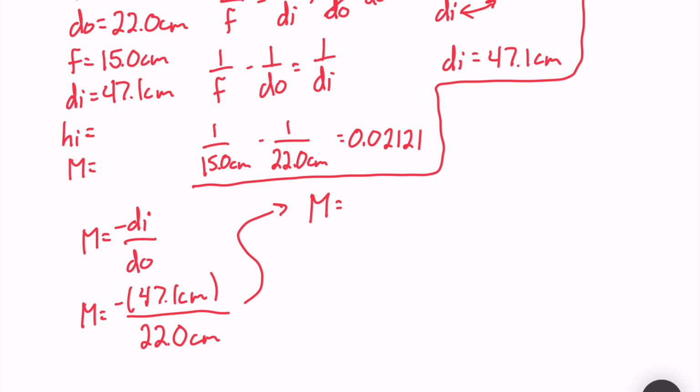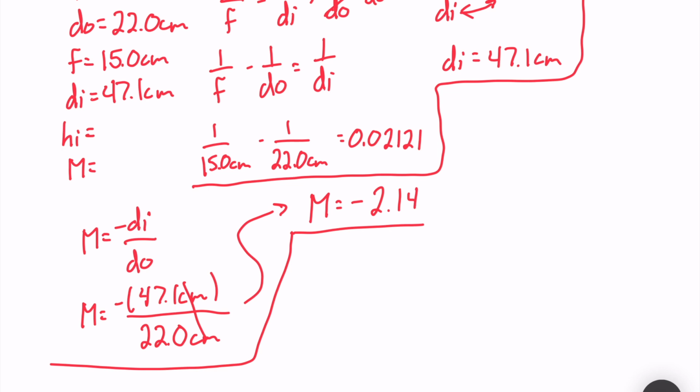Yep, that makes sense. So our magnification here, folks, if you type in negative 47.1 divided by 22, is negative 2.14, and we have no units there. The centimeters will cross out. And finally, with that, we can figure out the height of image as well now.